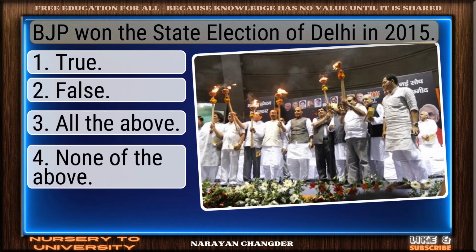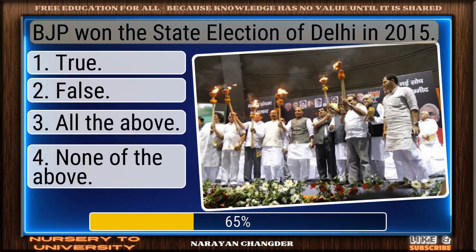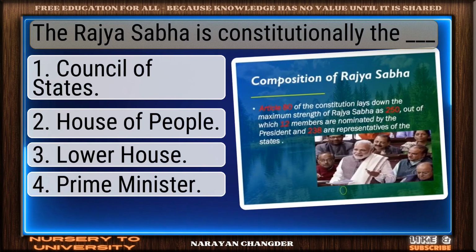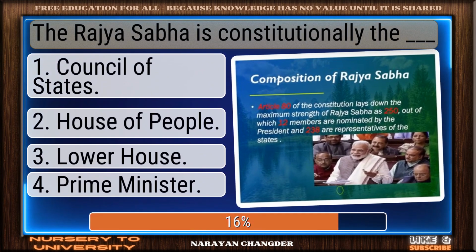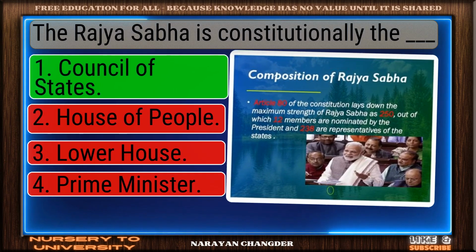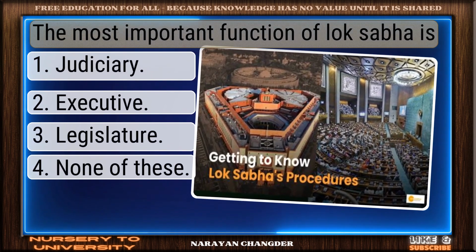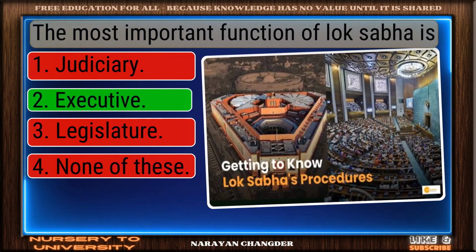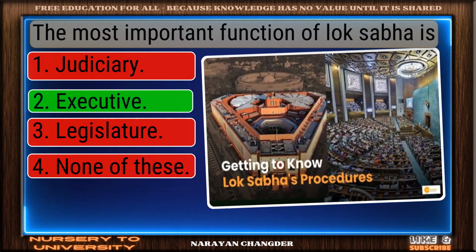Question number 143. BJP won the state election of Delhi in 2015. Solid response. False is a valid choice. Question number 144. The Rajya Sabha is constitutionally the dash. You're right. Council of States is the correct answer. Question number 145. The most important function of Lok Sabha is? Correct response. Executive is the most accurate answer.